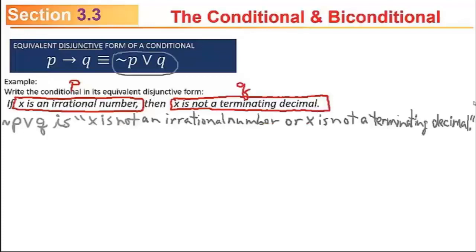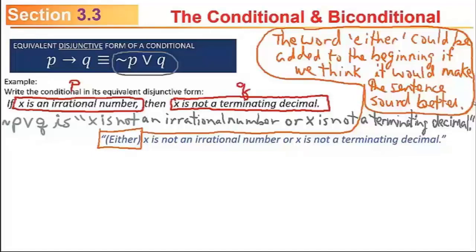So you want to take that and turn it into the right-hand side of the equation, which says not p. X is not an irrational number. Then the disjunction, which is the or, and then the q, which is x is not a terminating decimal. So you put not p ORed with q, and you get the statement x is not an irrational number or x is not a terminating decimal. Simple enough.